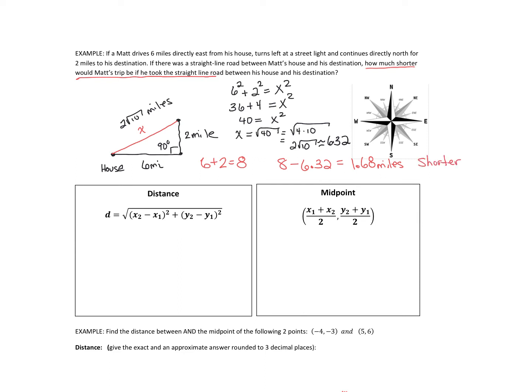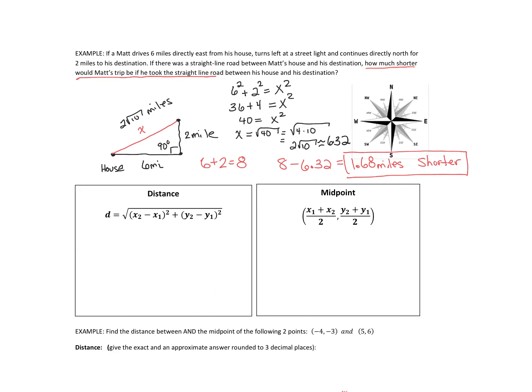So we've answered the question. All right. That's how we would use the Pythagorean theorem. Now, the distance formula. The distance formula is another way to find the distance between 2 points, and you'll notice that it's very, very similar to our Pythagorean theorem.